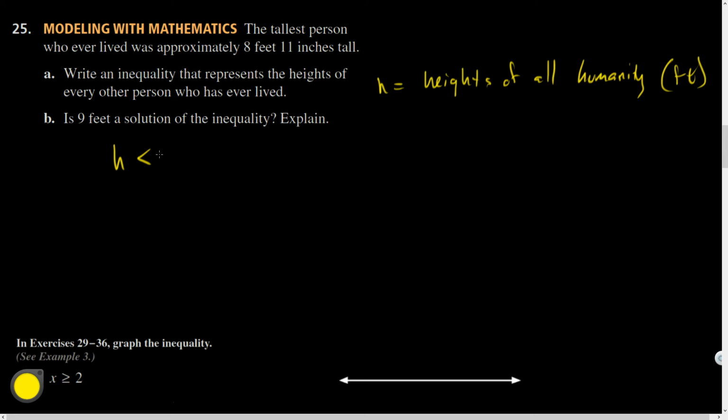I think it's just going to be less than. I don't think it'll include equal. Right, but this was all other people. So I think it's going to be less than 8'11". And then let's calculate this like so. Let's see, 11/12. Ooh, you think so? I got 8.917 when I round. Okay.